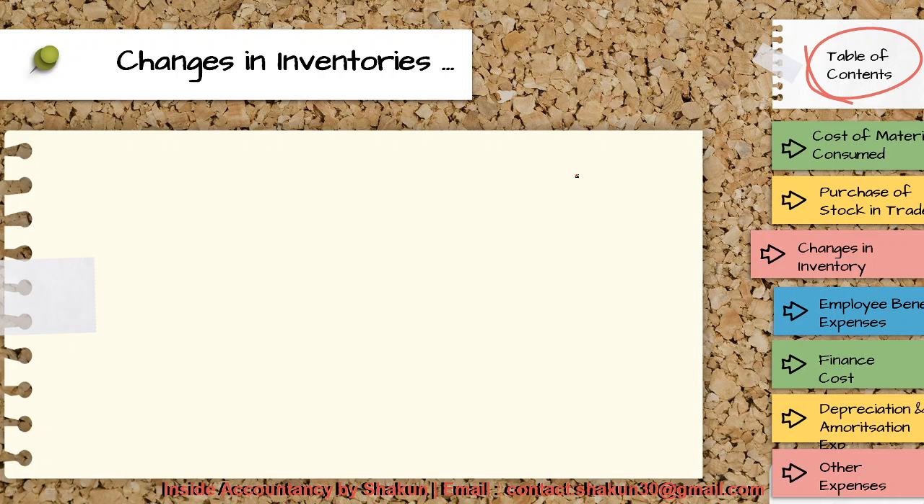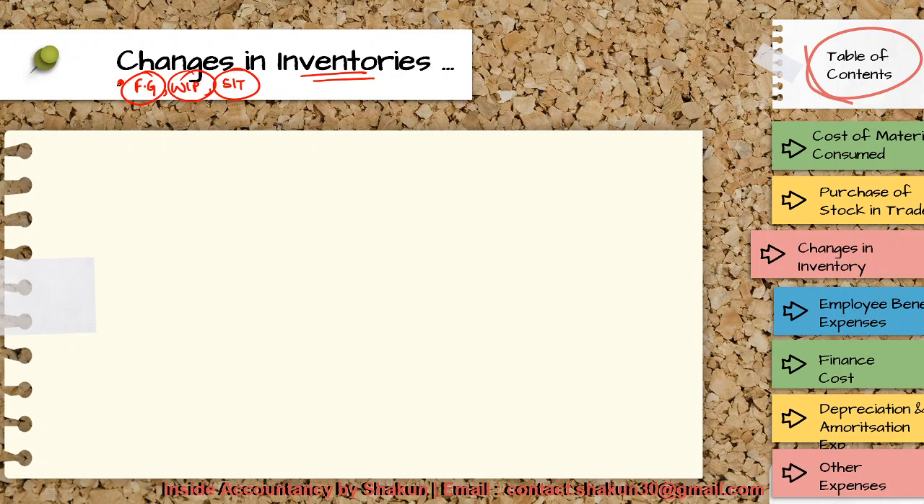Moving on, the next one is changes in inventory. Now changes in inventory may be relating to the finished goods, or the work in progress, or the stock in trade. So there may be changes in the stock of what? Of the finished goods, that's one. Then work in progress and stock in trade. I hope you know the meanings.